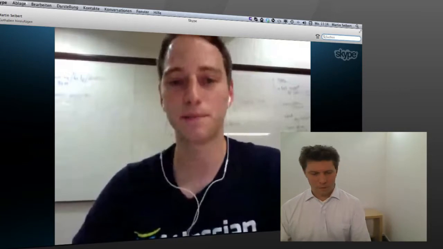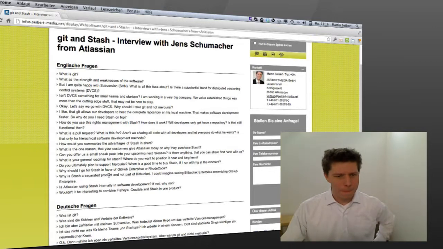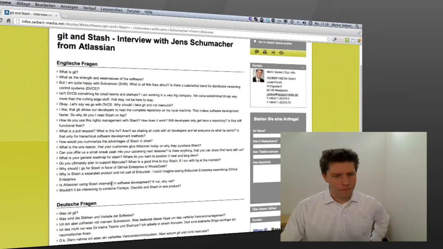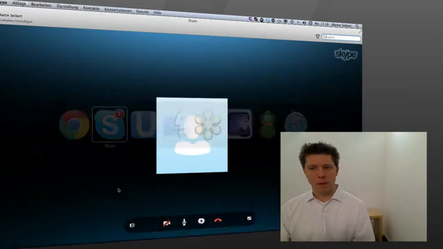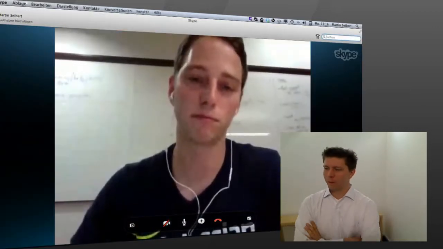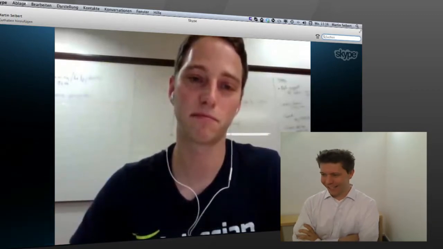Okay. What is Bitbucket, just as a quick reminder for people? So Bitbucket is similar to Stash, but allows you to host your source repositories online, and it supports Git and Mercurial. From a manager's perspective, I would say it's Atlassian's answer to GitHub.